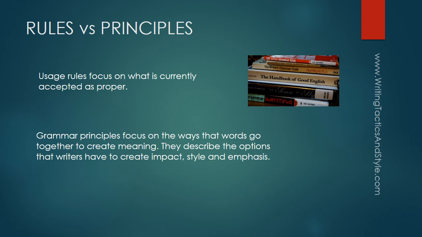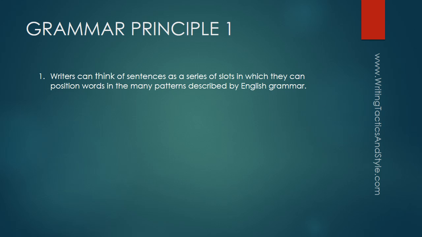Now, grammar principles are a different matter. They focus on the ways that words go together to create meaning. They describe the options that writers have to create impact, style, and emphasis. So let me give you those three examples. Grammar Principle 1: writers can think of sentences as a series of slots in which they can position words in the many patterns described and available by English grammar.